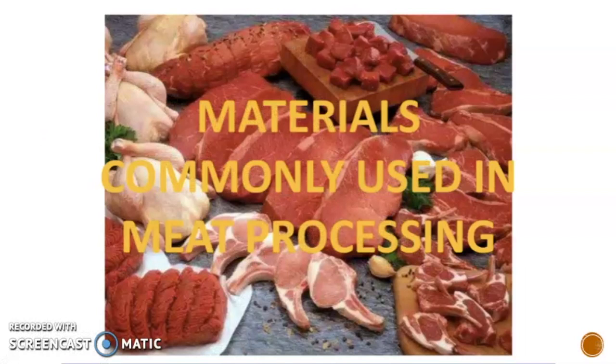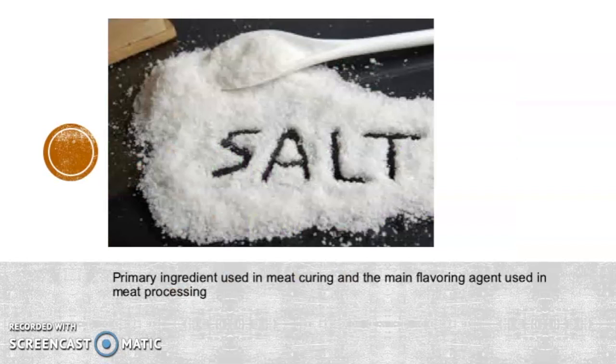Next, we have materials commonly used in meat processing. Salt is the primary ingredient used in meat curing and the main flavoring agent used in meat processing. Salt contributes to basic characteristic of taste of the final product and plays a role in the binding of meat products. There are 3 kinds of salts: rock salt, fine salt, and refined salt.